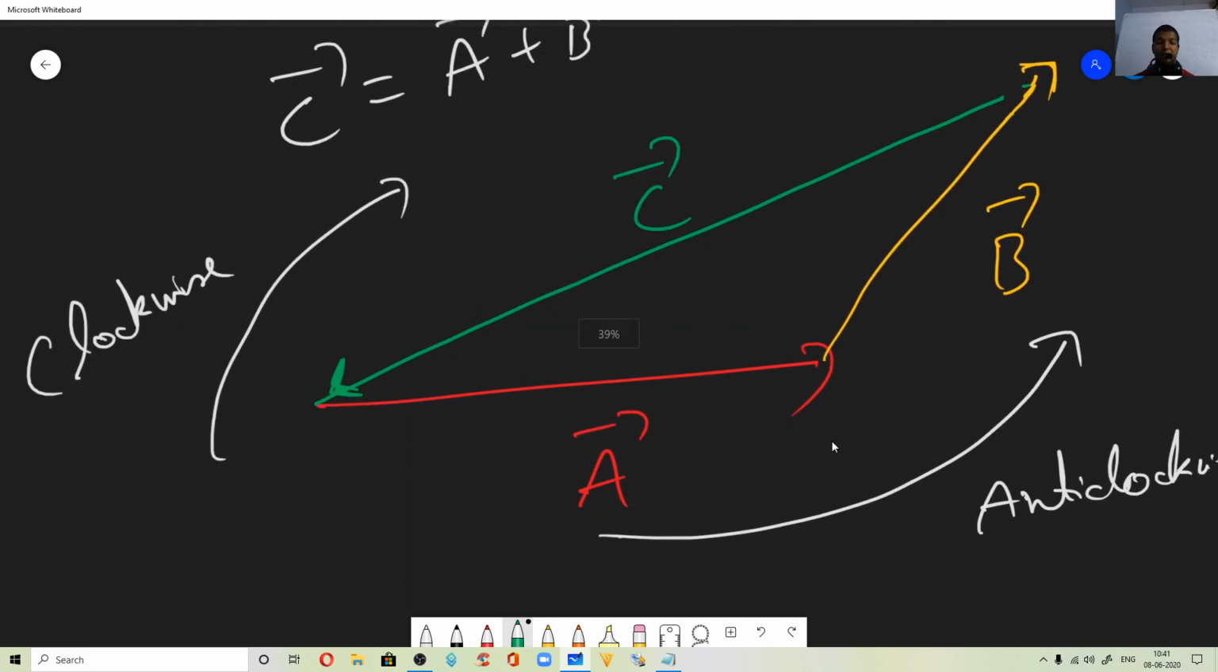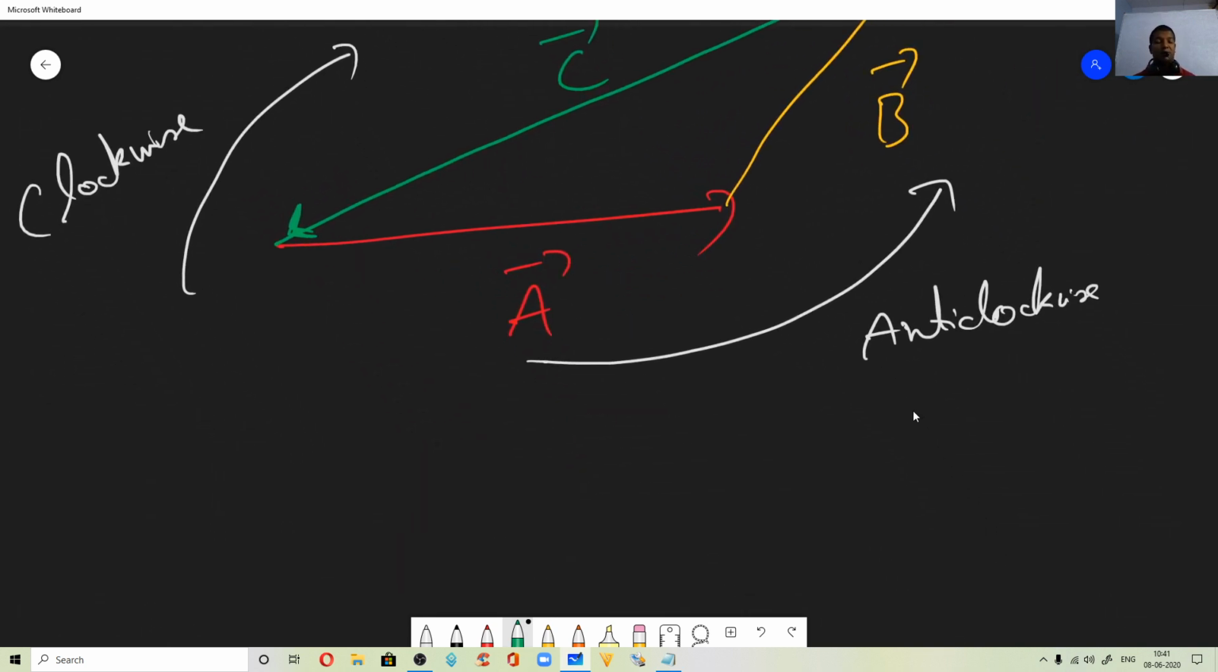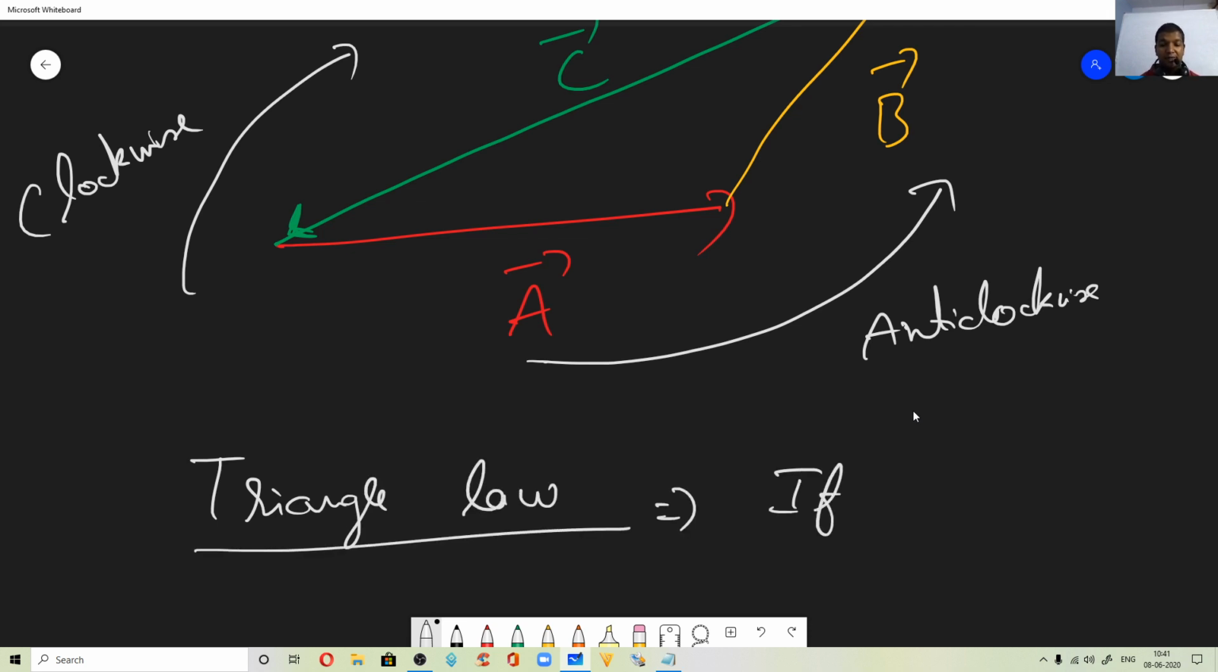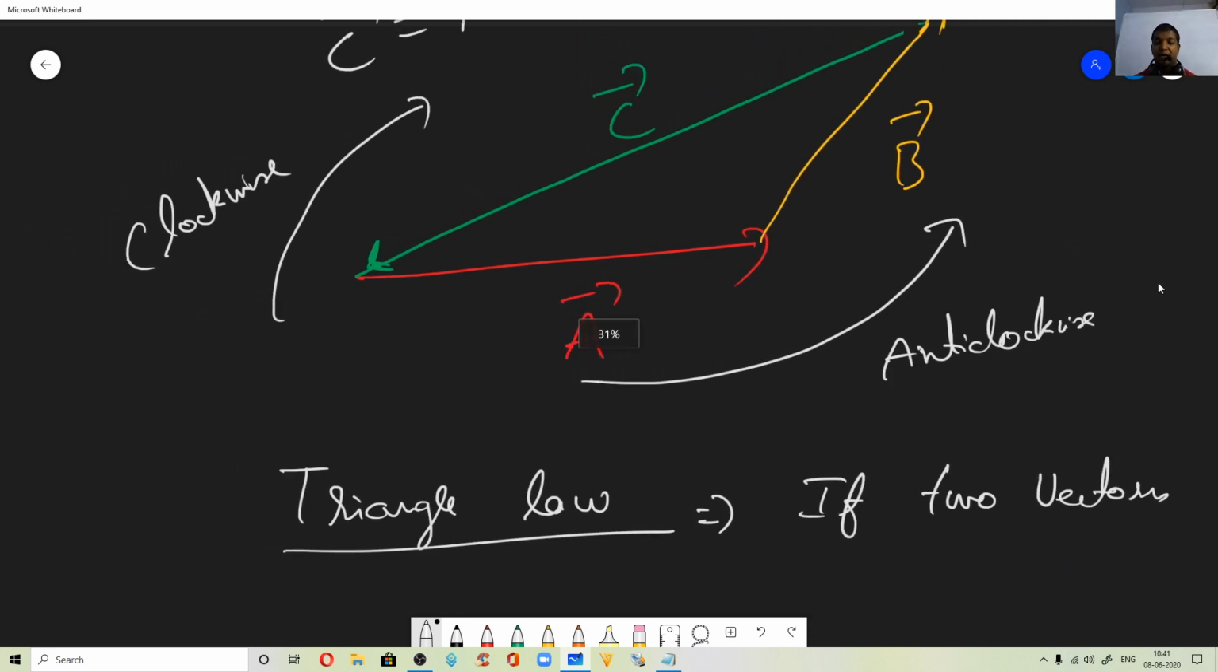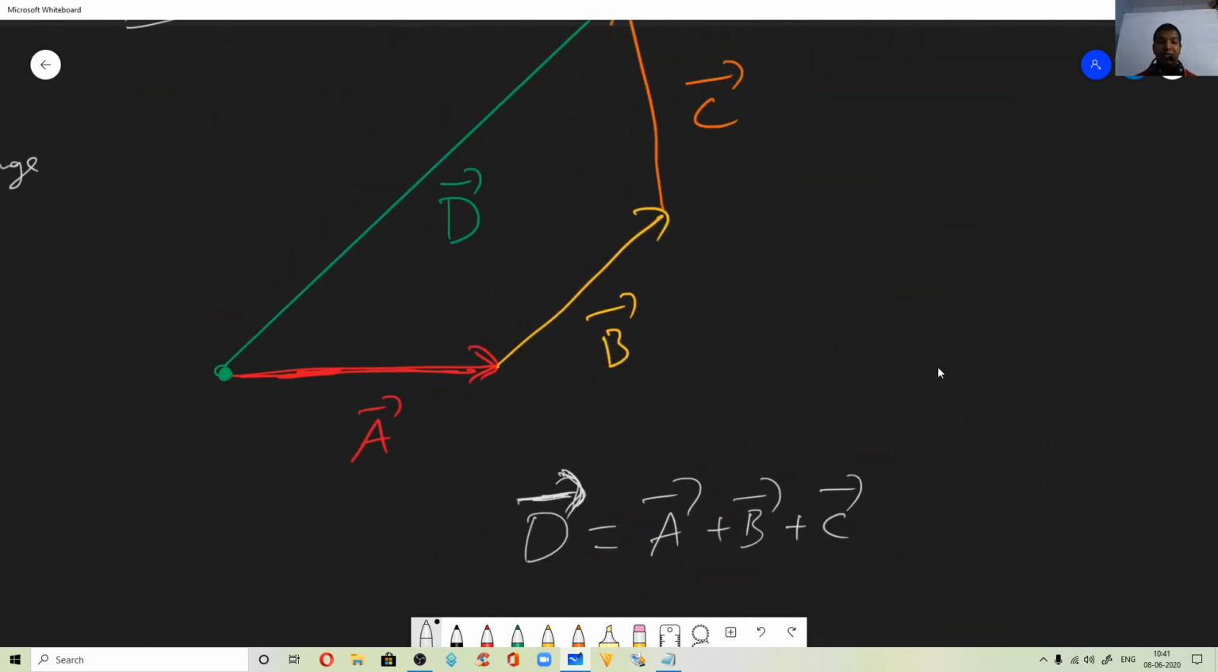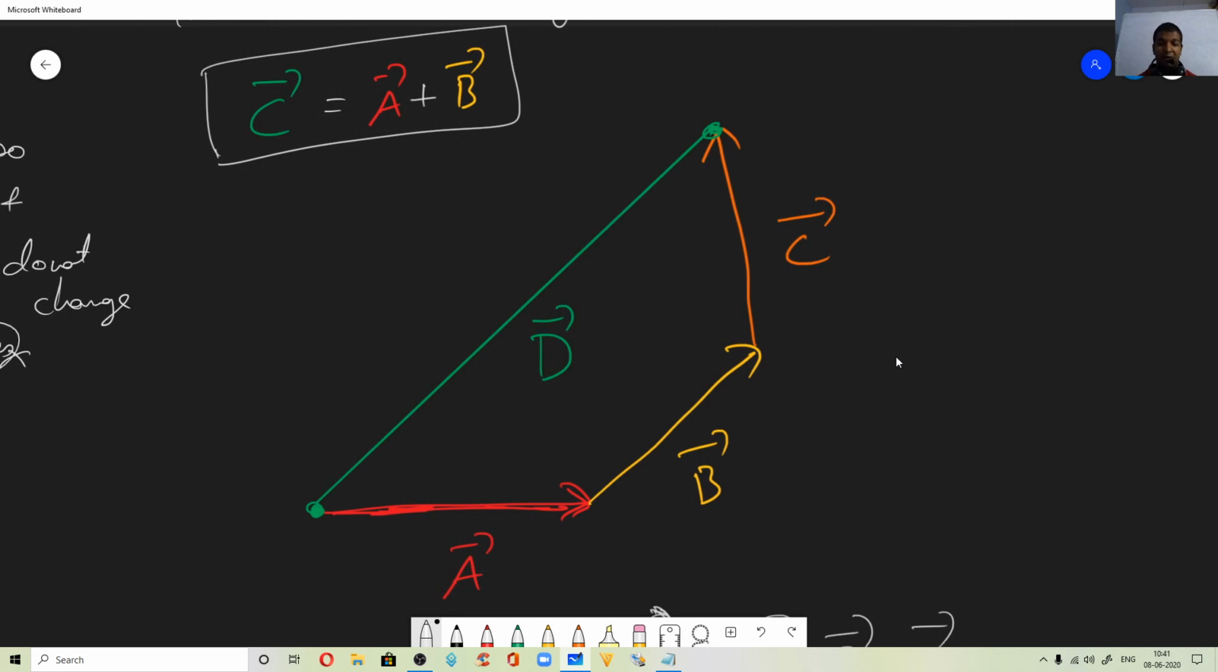All right, fine. So this is about the triangle law. What it states is that, if two vectors... this is valid for two vectors. For two or more than two, you can use this one. You can take this example. Sometimes we'll call it the polygon law also. It's just an extension of the triangle law, the polygon law of addition of vectors.